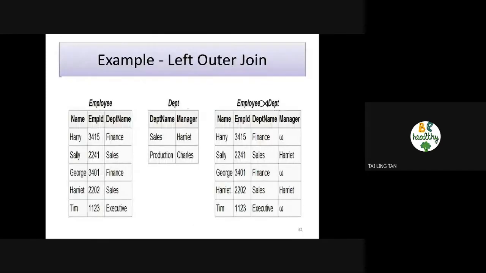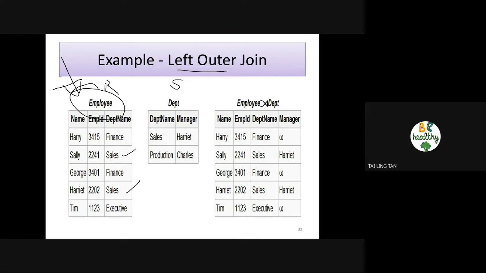Then we come back to this part. We have an example here again. For a left outer join, the important part, the attention, is on the employee. We have all of this, and we just want to relate this department to the second relation. So let's say we have R and S here. Finance, but there's no finance here. For sales, yes. Executive. Okay.